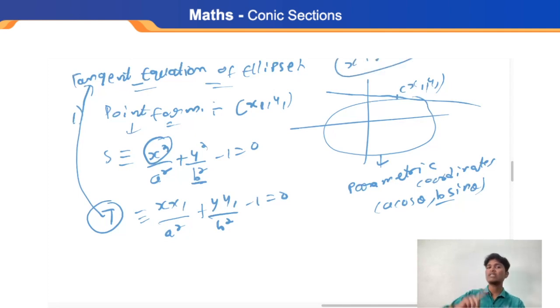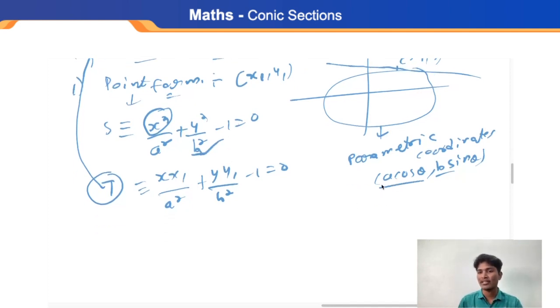So the difference between the circle and ellipse is only one constant, that is b. If b is equal to a, it will become the circle. So that is the reason the parametric coordinates is changed to a cos theta comma b sin theta. So this is a transformed equation. This is called as tangent equation in point form.